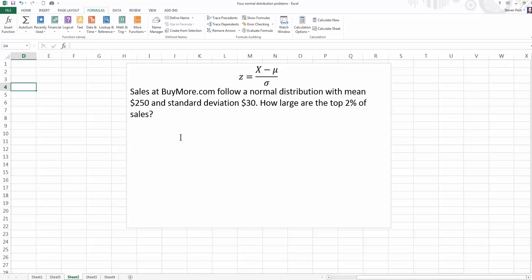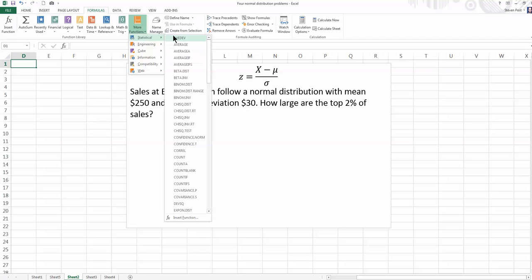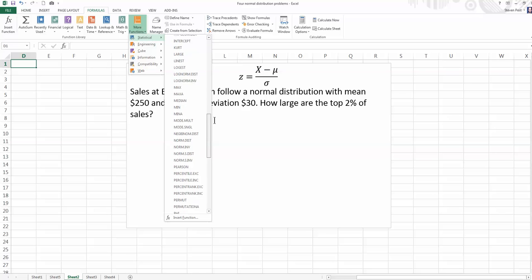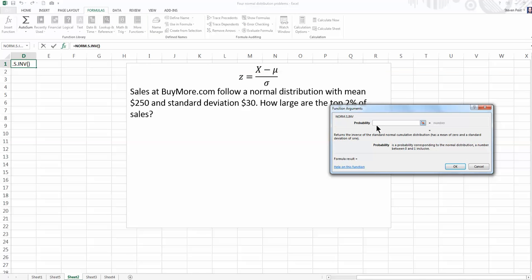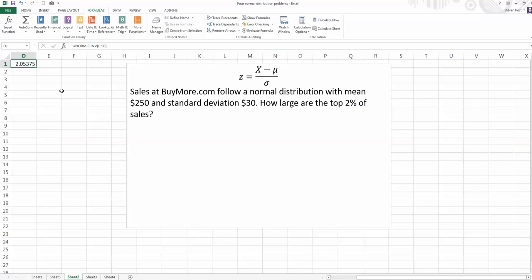What if you want to go backwards? How large are the top 2% of sales? Well, for this one you're going to use norm.s.inv. If you're in the top 2%, then there's 98% that's less. So we go to norm.s.inv, put in 0.98, and norm.s.inv of 0.98 says that if you're in the top 2%, your z-score is 2.05.